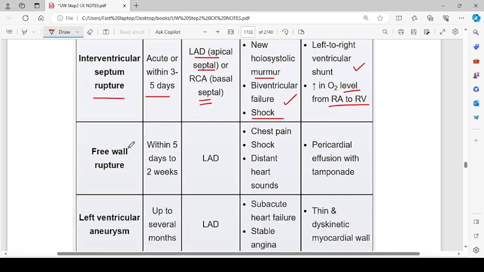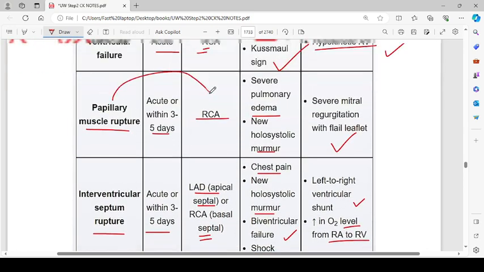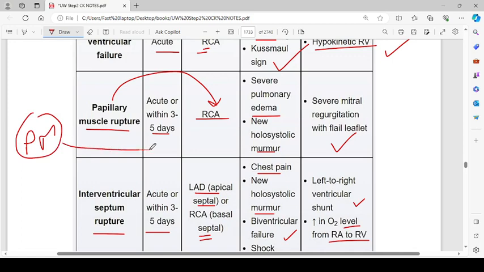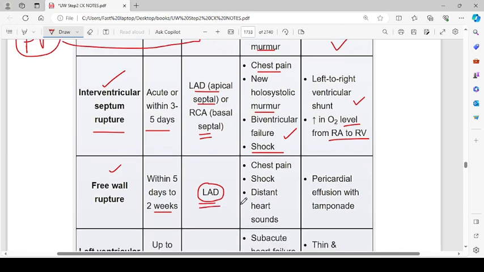Then we have free wall rupture, within 5 days to 2 weeks. The problem is in the left anterior descending artery. You see that papillary muscle rupture is caused by the right coronary artery because the papillary muscle that is being ruptured is the posteromedial papillary muscle, and this is supplied by a branch of the right coronary artery. Yes, the posterior descending artery to be specific, and when the right coronary artery is occluded, papillary muscle rupture can happen.